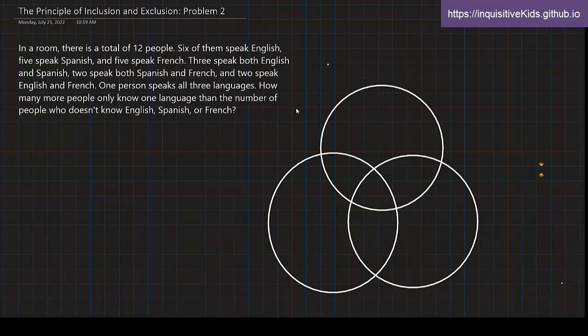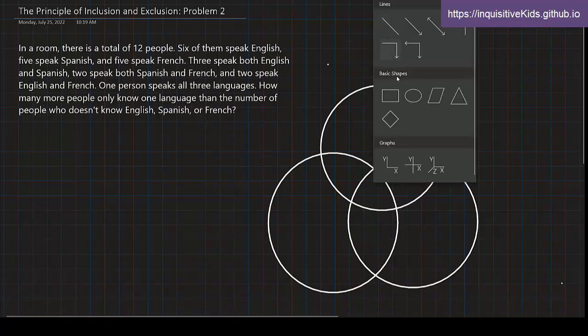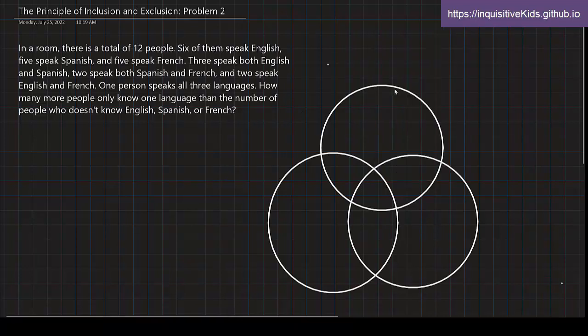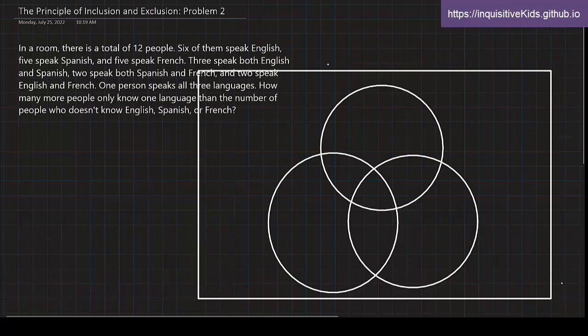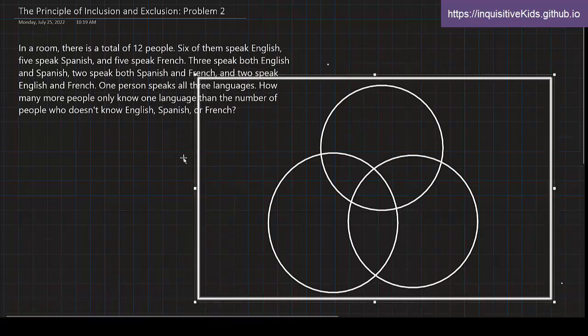So there's a total of 12 people, and last time we only had circles, right? But this time I want to add a rectangle right here. And first think about why I might add this rectangle.